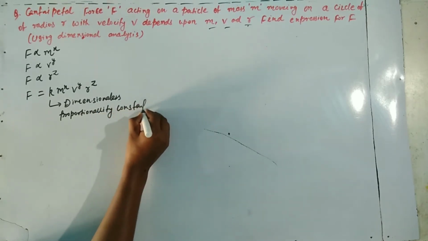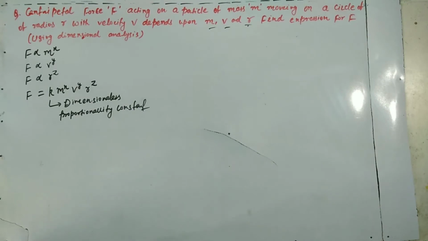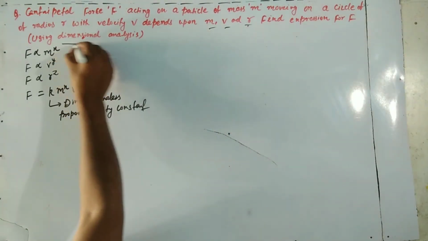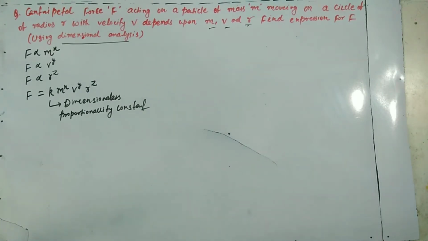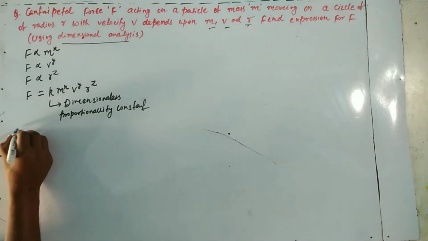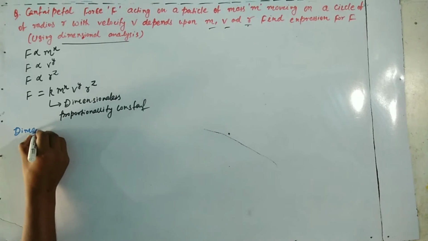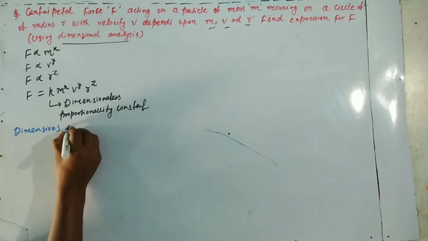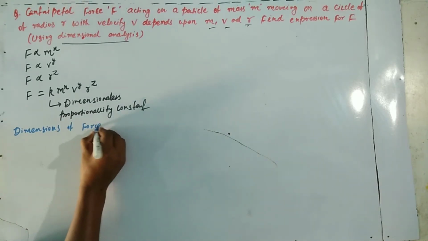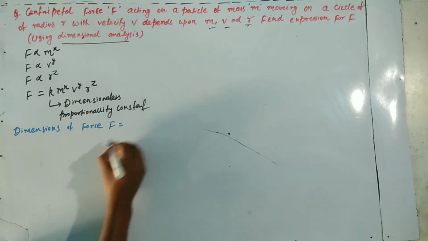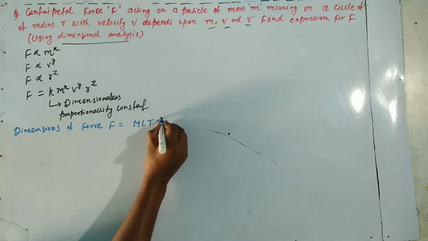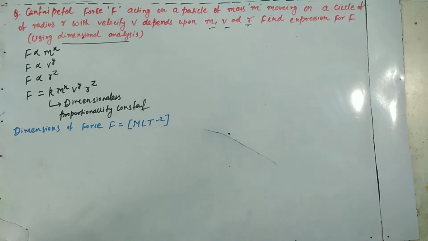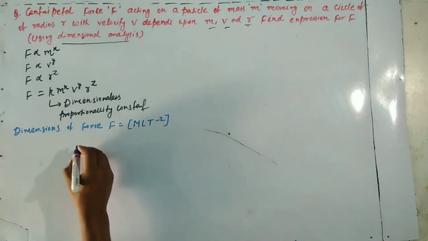Now in the question, we have to find the expression for F by using dimensional analysis. So first we have to find the dimension of the given terms. Here force, so the dimension of force F is equal to M L T power minus 2. It is the dimension of force.